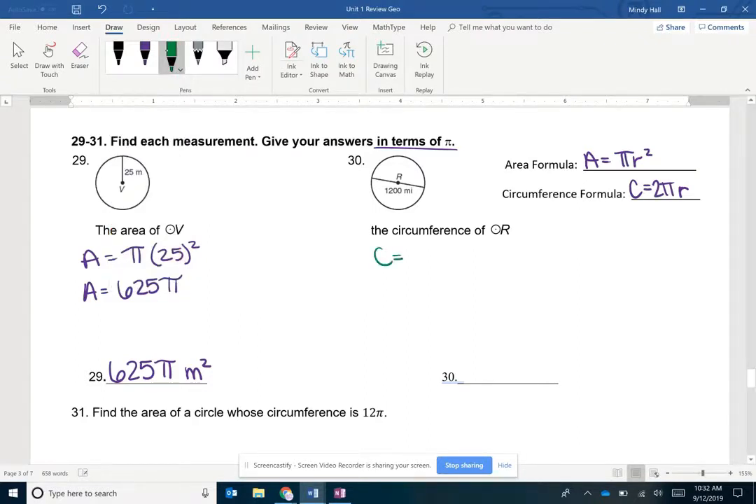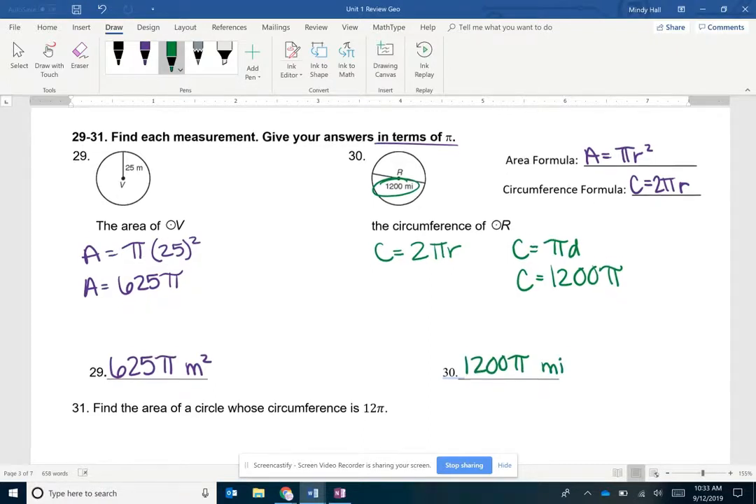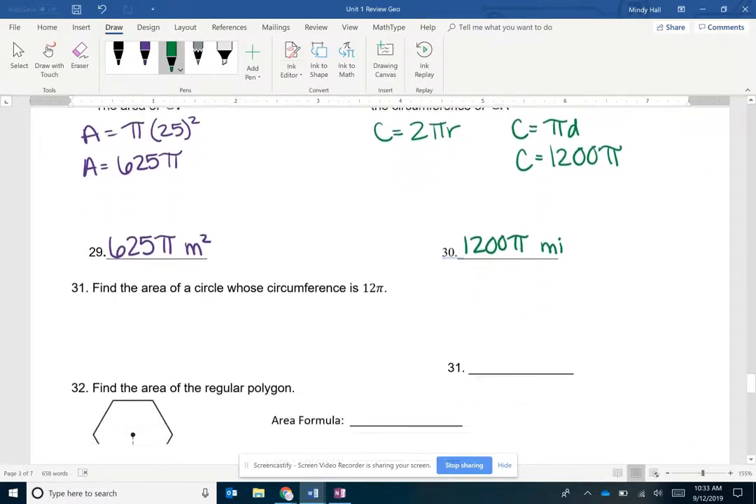So then for 30, we have circumference is 2 pi r. Ooh, but they actually give me the diameter. So it would actually be better in this case to just use pi d. My diameter is 1200, so that gives me 1200 pi. So then, because it's in terms of pi, my answer is 1200 pi miles. And this one is not squared because circumference is not squared. It's just the distance around. It's like perimeter.